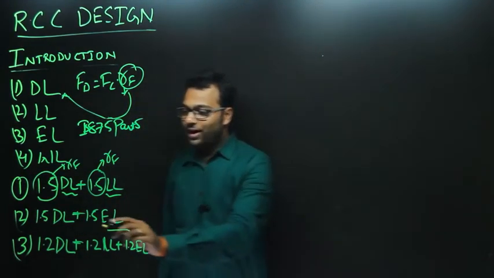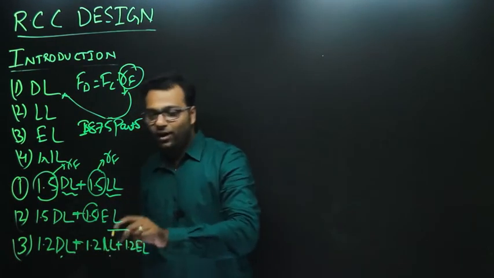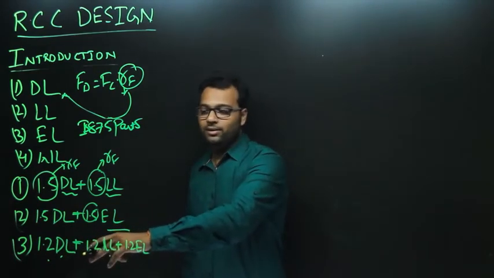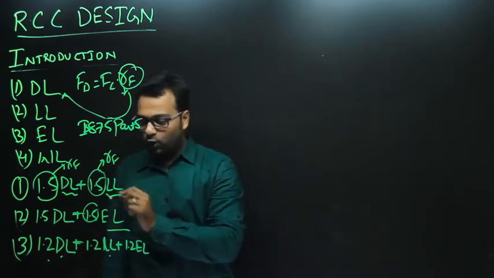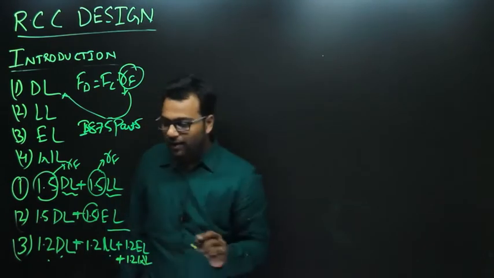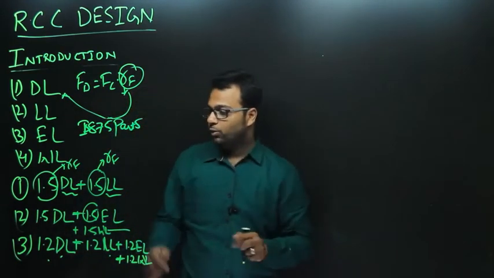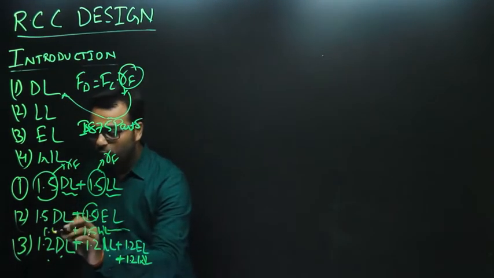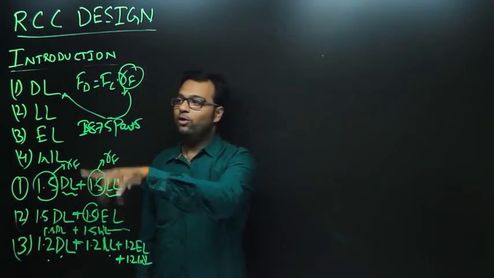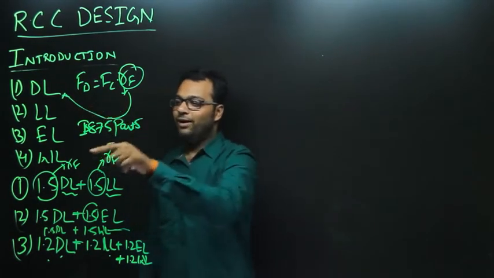So when I consider only dead load, the factor of safety is 1.5. When I consider dead load and live load acting simultaneously, you see the factor has been reduced by some amount. Similarly, for wind load we'll have a similar combination. It will be 1.5 dead load plus 1.5 wind load, and with live load, 1.2. So there are basically dead plus live, dead plus earthquake, dead plus wind, dead plus live plus earthquake, and dead plus live plus wind.